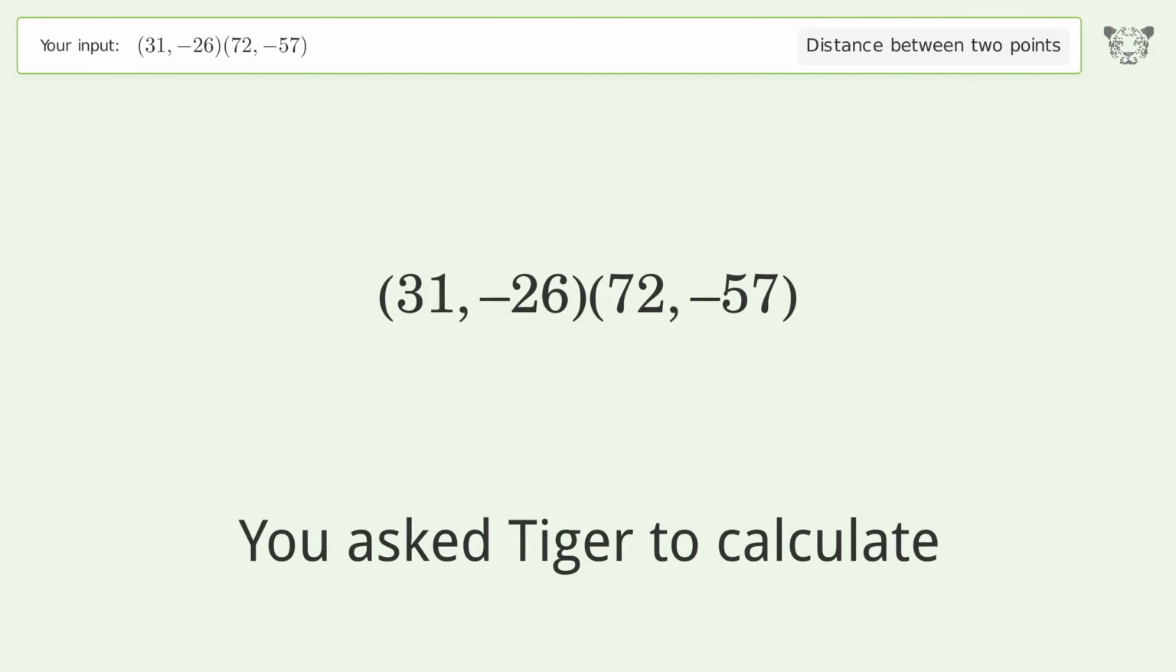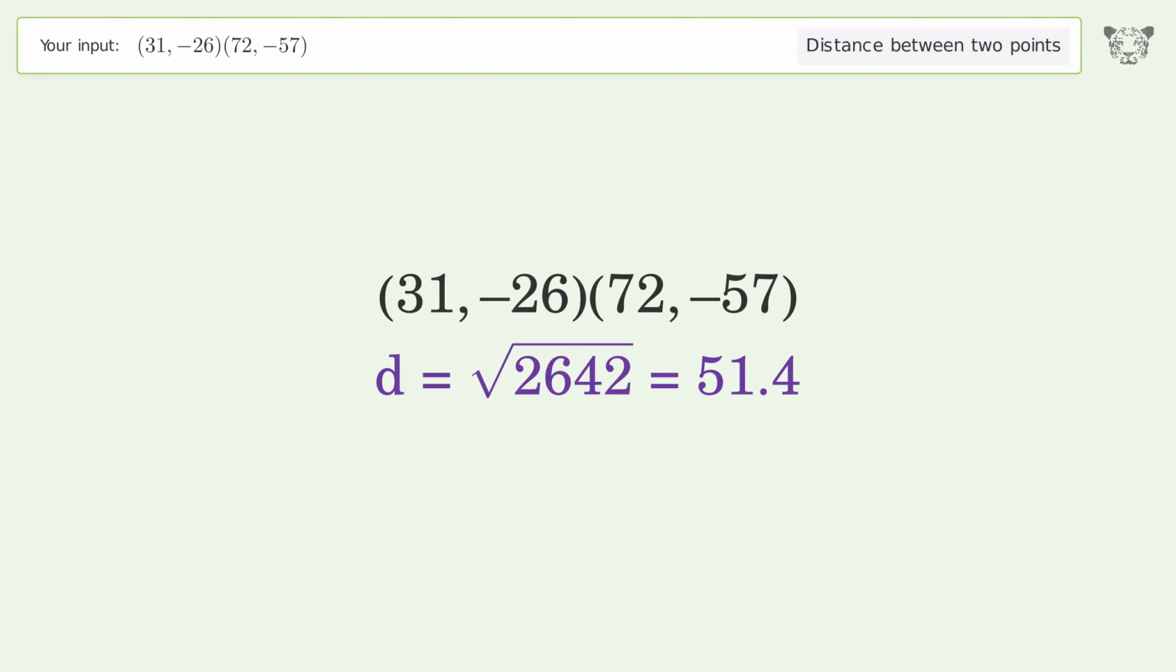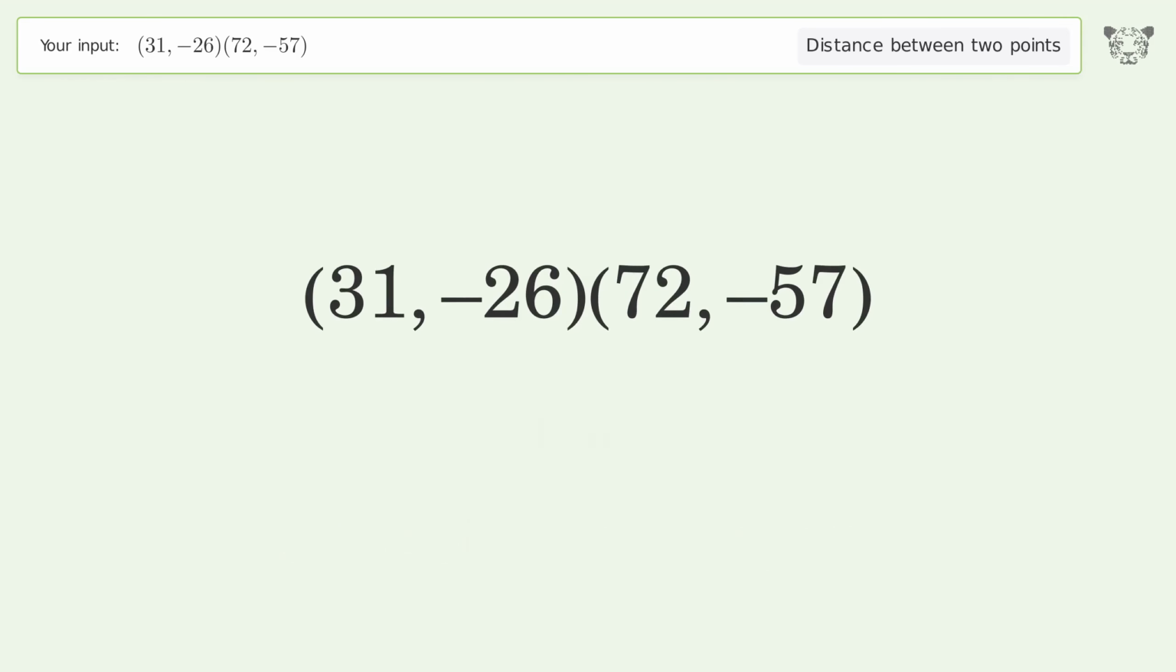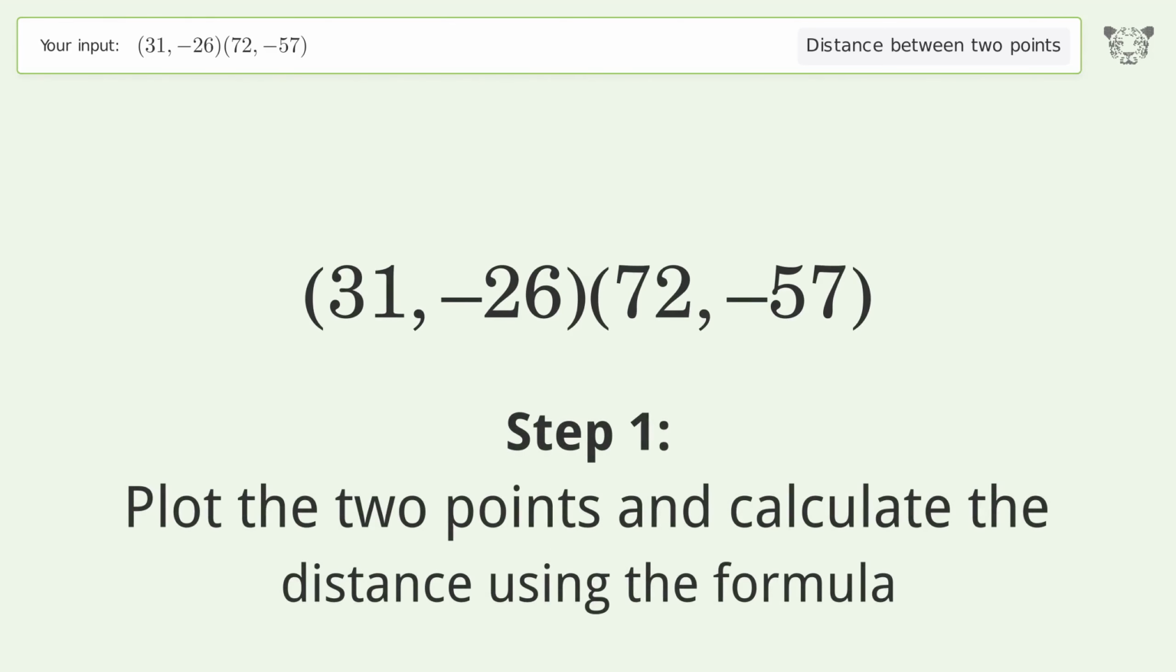You ask Tiger to calculate. This deals with the distance between 2 points. The distance between the 2 points is the square root of 2,642, or 51.4. Let's solve it step by step. Plot the 2 points and calculate the distance using the formula.